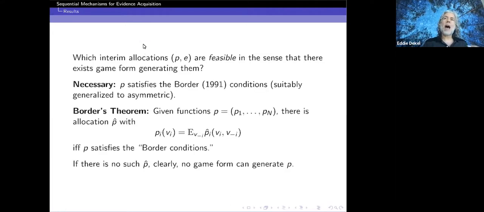So the first part that's obviously necessary has nothing to do with us in the sense that this was done decades ago by Kim Border. Forgetting about evidence completely for now, what is the set of interim P's that you can get? He showed that given a collection of functions P, there is a way to allocate the good which will give those P's if and only if they satisfy what are called the border conditions.